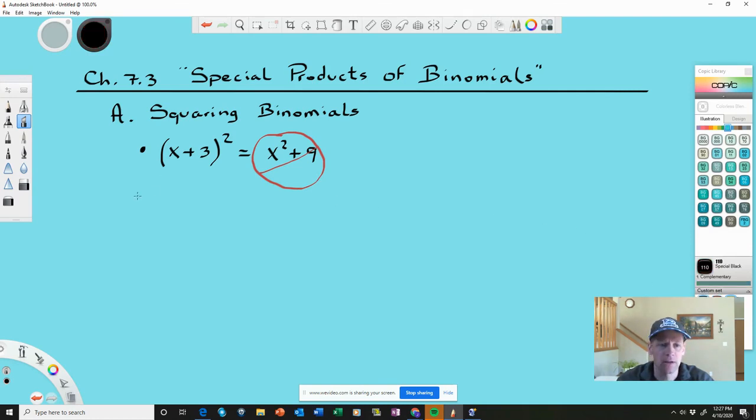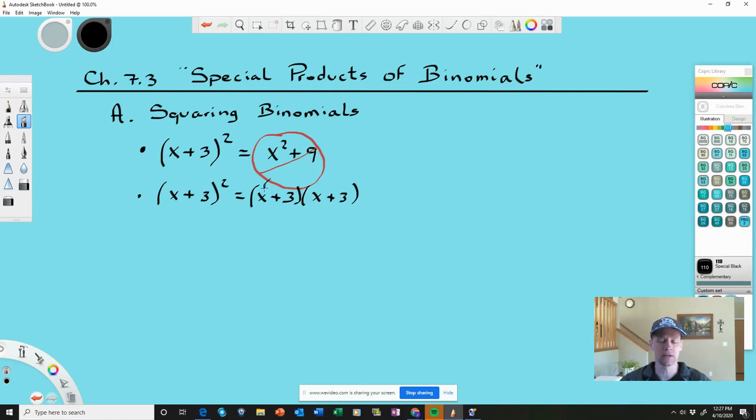What in actuality you should be doing when you do x plus 3 squared is you actually have to square the binomial. Now remember that to square something means to multiply it by itself. So it looks like this. It's x plus 3 times x plus 3. And of course, to do that, we're just going to use the pattern that you've learned already, the distributive property, or as we called it, FOIL.